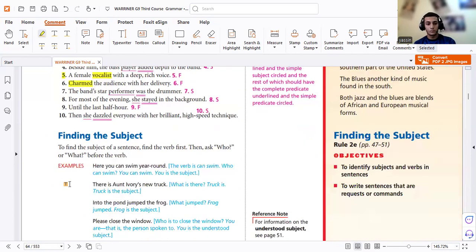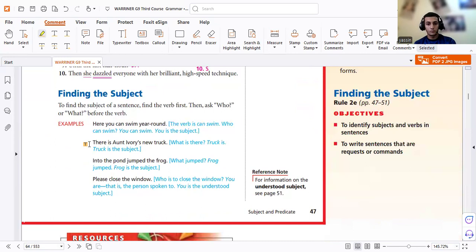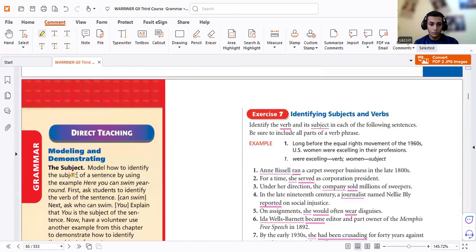So that is the point. Now here it tells me techniques about how to find the subject. As you know, just ask logically, who or what did the action? It could be anywhere in the sentence. Please close the window. The subject is you. I'm talking to you. Understood? Here, into the pond jumped the frog. Who or what jumped? Frog. So the subject can be after the verb, in any order. So it's easy to know by logic.